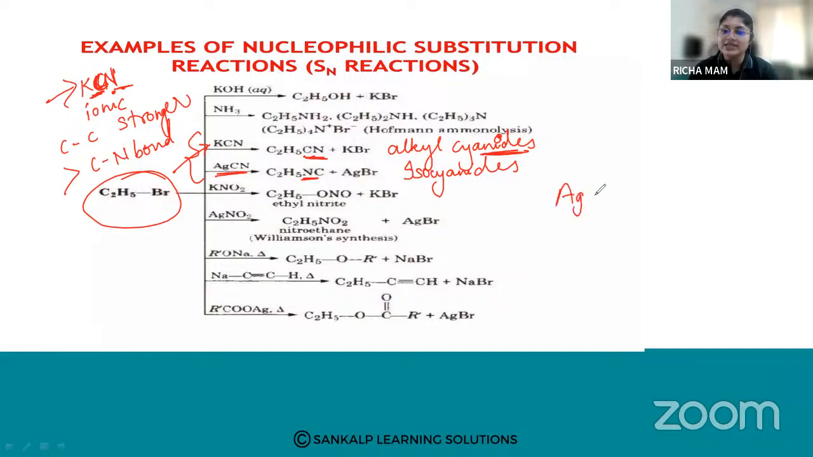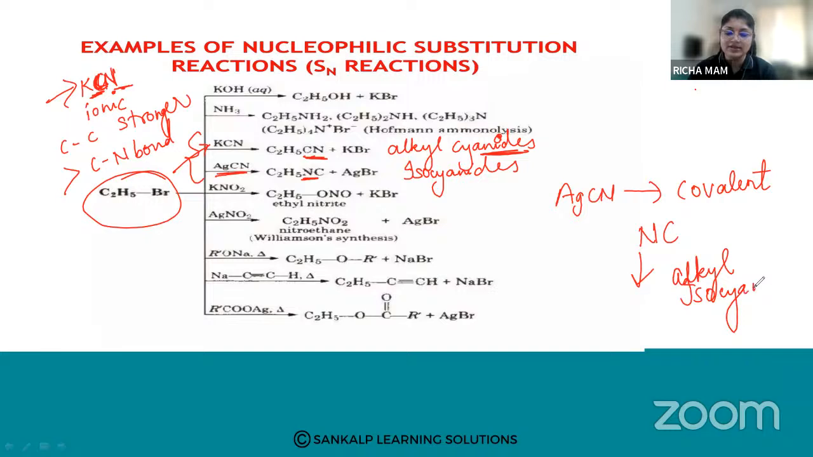Now, when you compare that with AgCN, this AgCN is covalent in nature. What do you mean by covalent? Mutual sharing of electrons takes place. So AgCN is covalent in nature, and in that case only nitrogen is available for linking, and hence they will form alkyl isocyanides as the major product. So this is the reason.